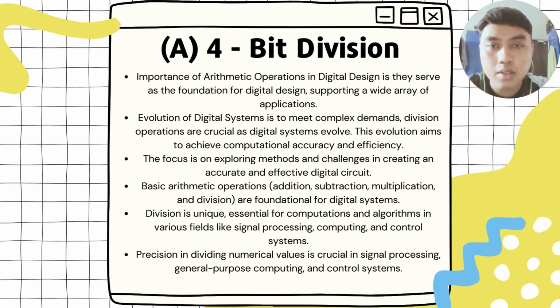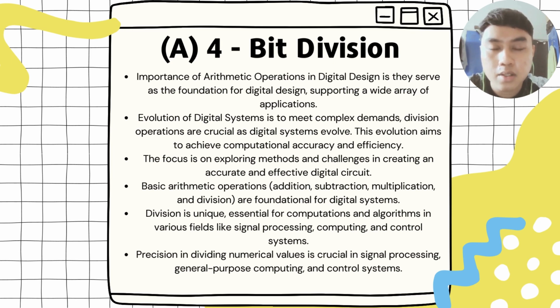First is the introduction for 4-bit division. First is the importance of arithmetic operation in digital design. They serve as the foundation for digital design, supporting a wide array of applications. The evolution of digital systems is to meet complex demands. Division operations are crucial as digital systems evolve. This evolution aims to achieve computational accuracy and efficiency. The focus is on exploring methods and challenges in creating an accurate and effective digital circuit.